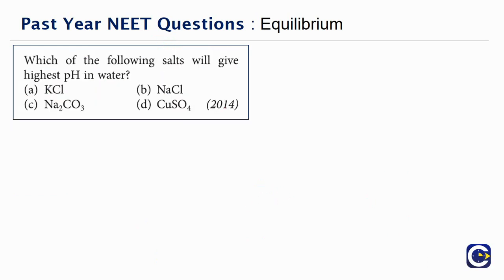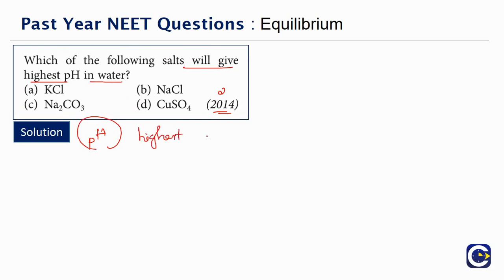Next, this is another theoretical question. Which of the following, this has come in the year 2014, which of the following salts will give highest pH in water? Now think about it, when we will get highest pH. So we are looking for a condition where the pH should be what? Highest. Now pH highest means the H plus ion concentration should be least. In other words, we can say the OH minus ion concentration should be highest.